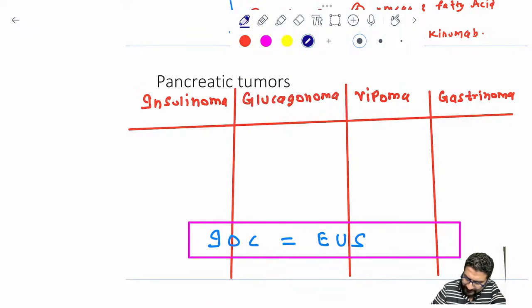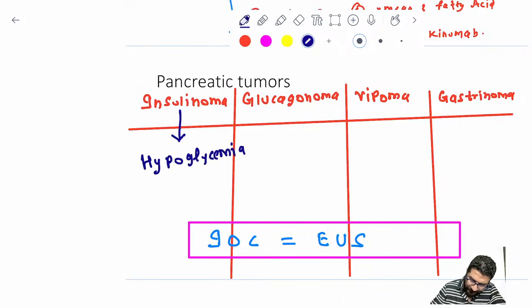Now understand, in insulinoma, what do you have to remember? It will present with a triad. More insulin means glucose will be less, so the patient will have recurrent hypoglycemia. What is the triad? Whipple's triad.